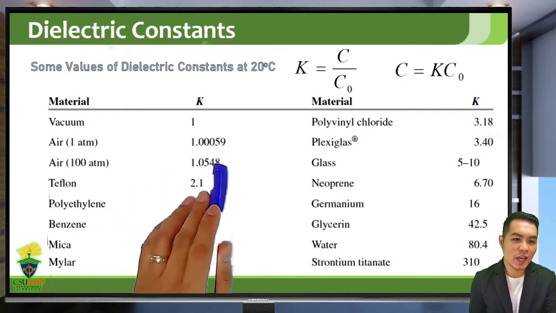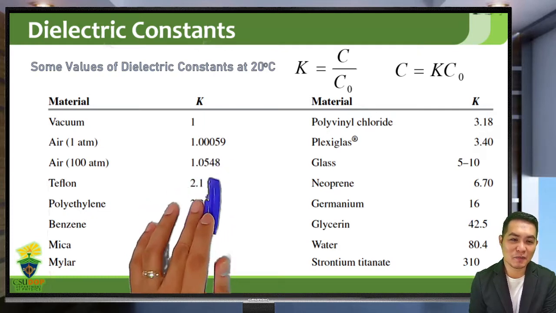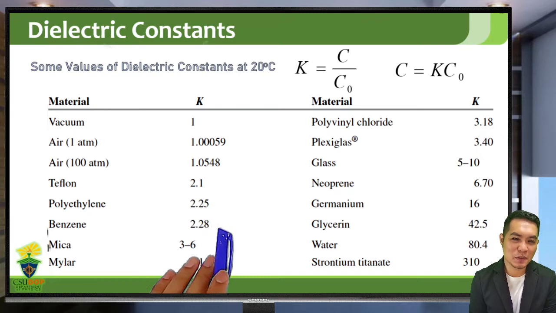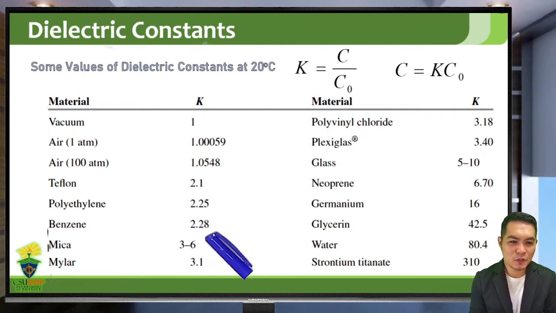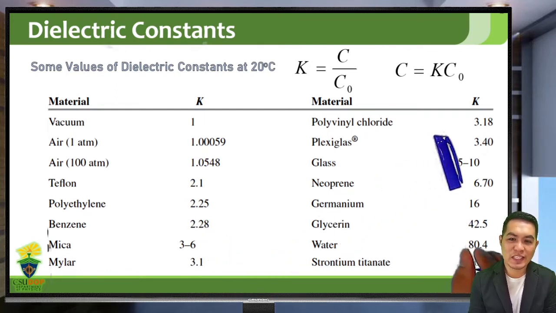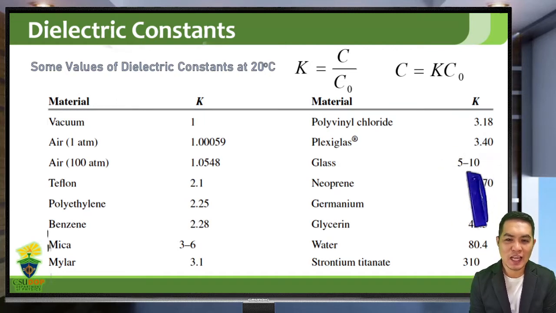In vacuum, of course, K is equal to 1 if there's nothing in between your capacitor plates. And air is essentially rounded up to 1. So if there's only air in between your capacitor plates, you can just say that your K is equal to 1. If you have Teflon, 2.1, Mylar, 3.1, PVC, 3.18, plexiglass, 3.40, glass from 5 to 10, then you will see that water actually has a large dielectric constant, 80.4, meaning if you use water as your dielectric between the plates of your capacitor, the capacitance will become 80.4 times the original.